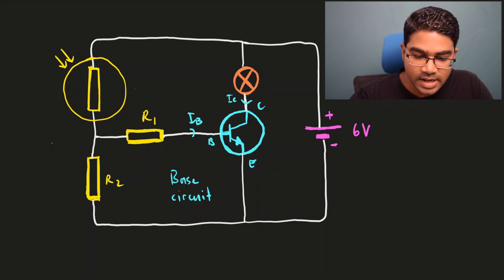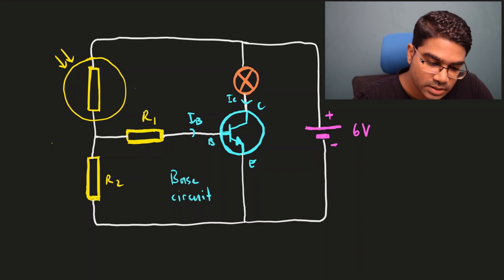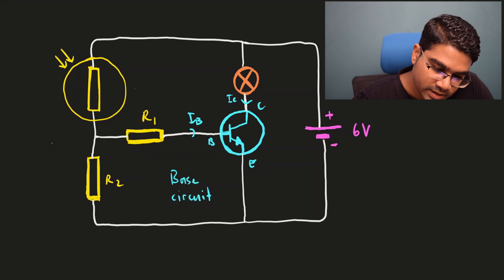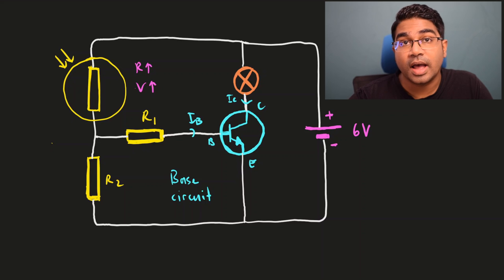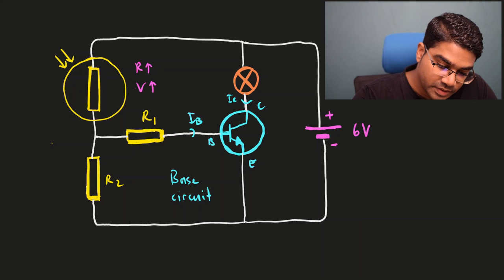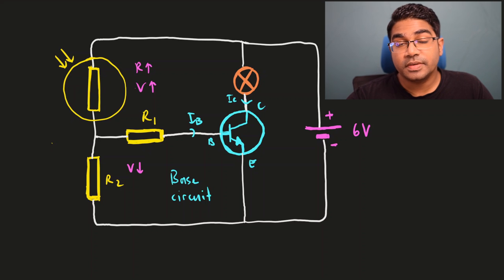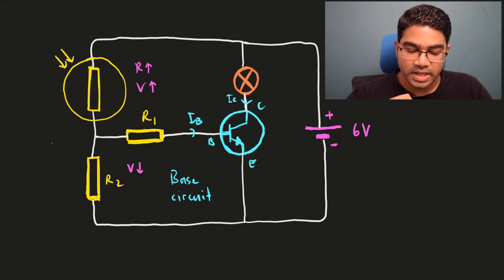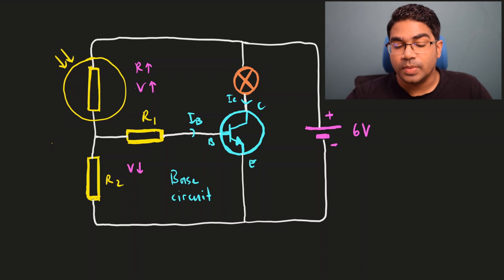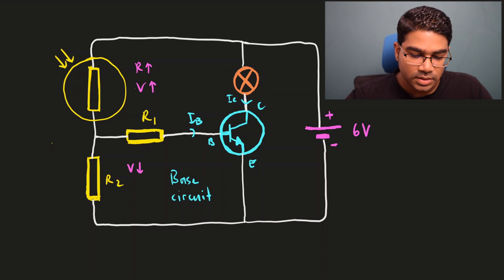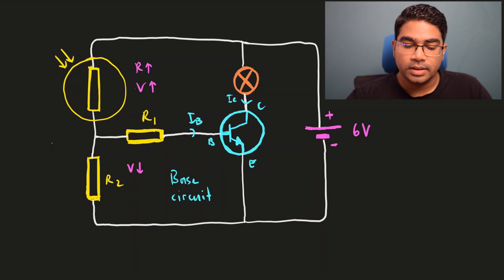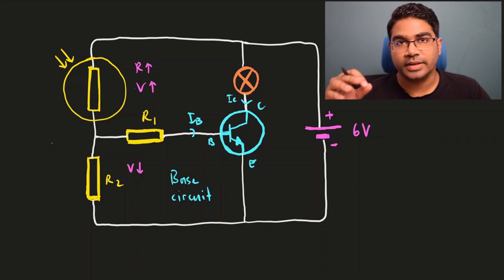So now let's say it is dark, there is no light. When there is no light, the resistance of the LDR is high. Therefore the potential difference across the LDR is high. Relatively, the potential difference across R2 will decrease. When the potential difference is low, what's going to happen is the base current is going to be low, and therefore the collector current is going to be low as well, and the bulb will not light up. So in this case, we have a switch where the light comes on only when it's bright.